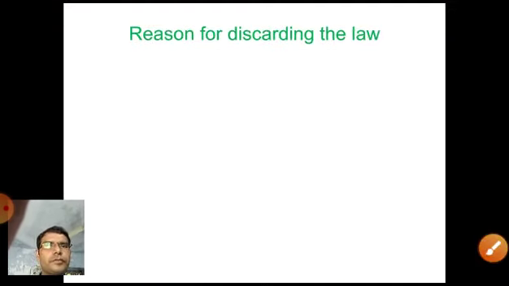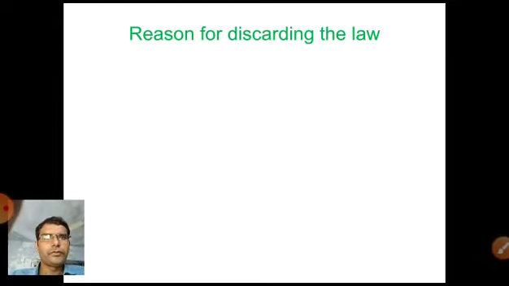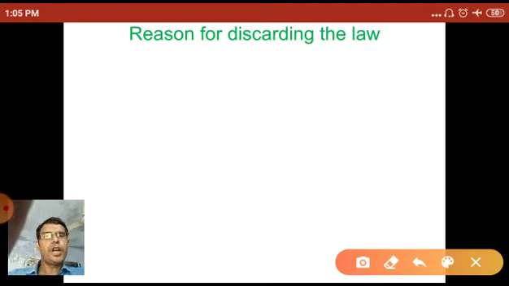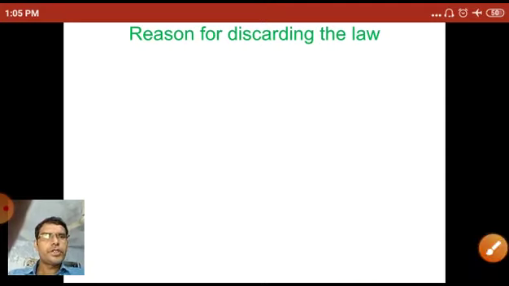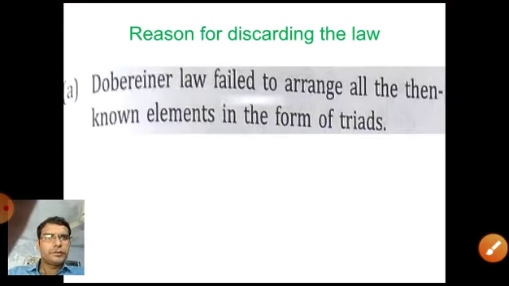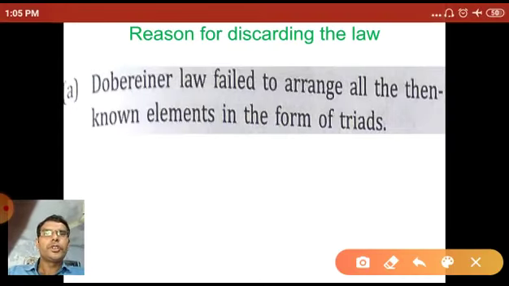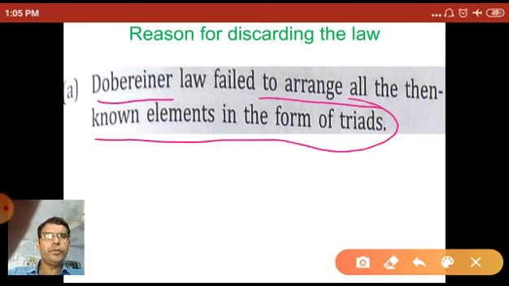Now the next topic: reasons for discarding the law. Why was Döbereiner's triads law discarded by later scientists? What are the drawbacks that led to discarding Döbereiner's triads law? The first reason for discarding this law is that Döbereiner's law failed to arrange all the known elements in the form of triads.